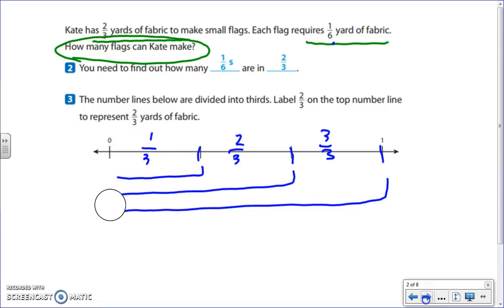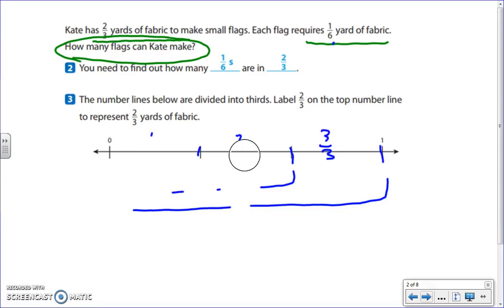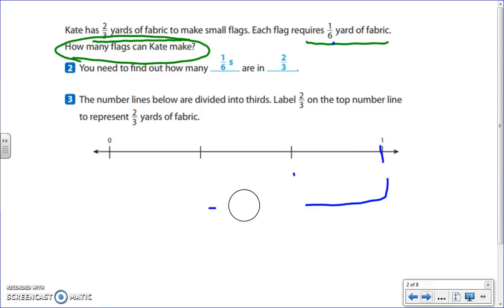So if I'm marking 2/3 on my number line, I know that it would be the second dash on the way to 1 if I divided the whole number 1 into 3 even pieces. So 2/3 goes right there.